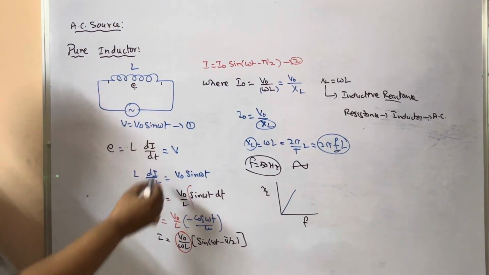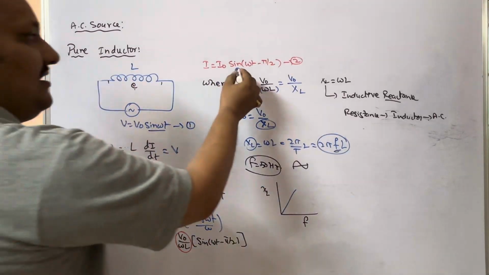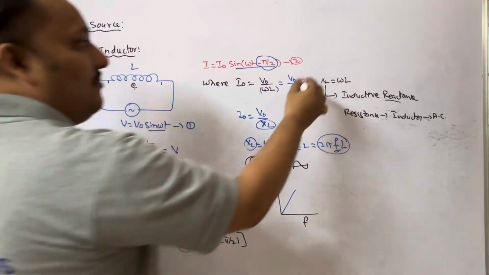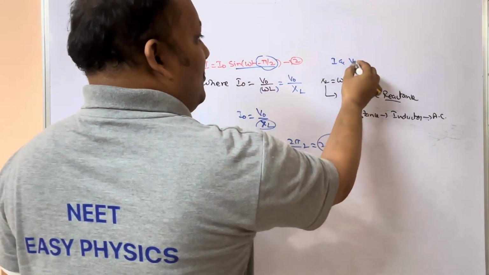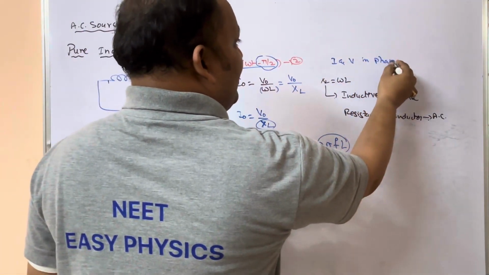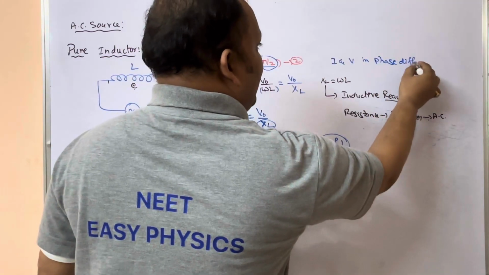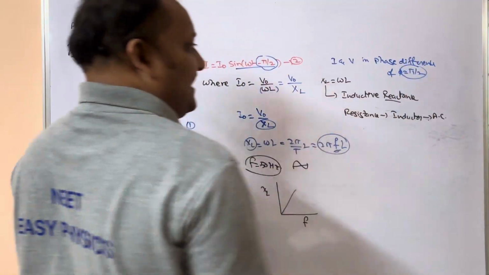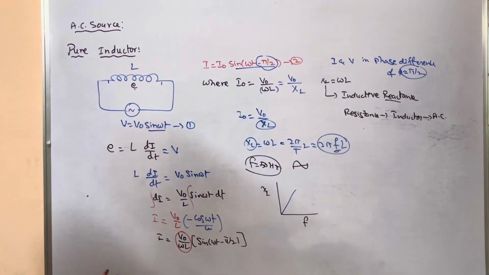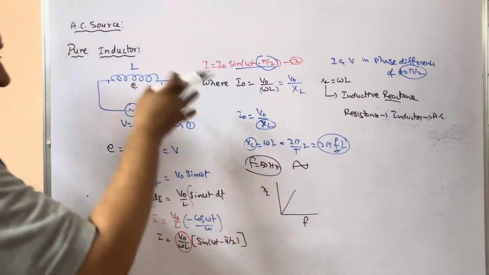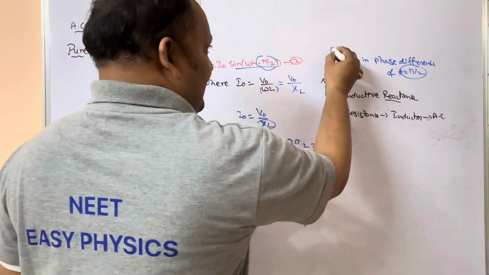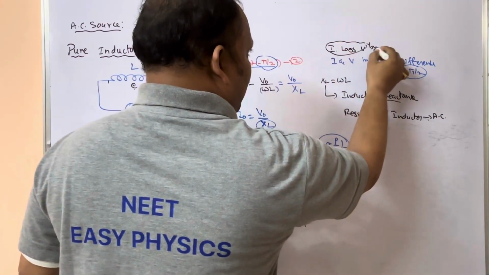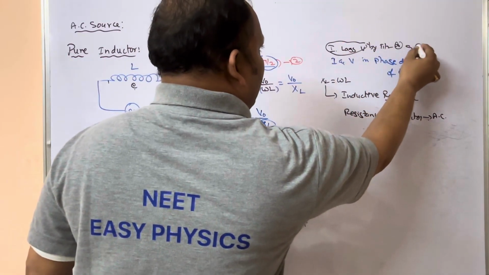Next, see the phase difference. Equation 1 has sin omega t, equation 2 you got sin omega t minus pi by 2. Therefore, current and voltage have a phase difference of pi by 2, 90 degrees. Now, who is leading, who is lagging? Whichever has the minus will be lagging. Therefore, current I lags voltage by pi by 2 or 90 degrees.